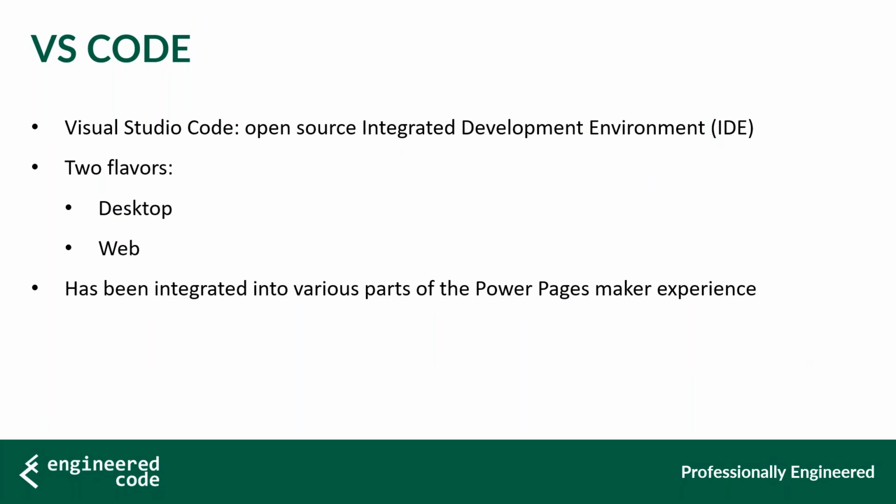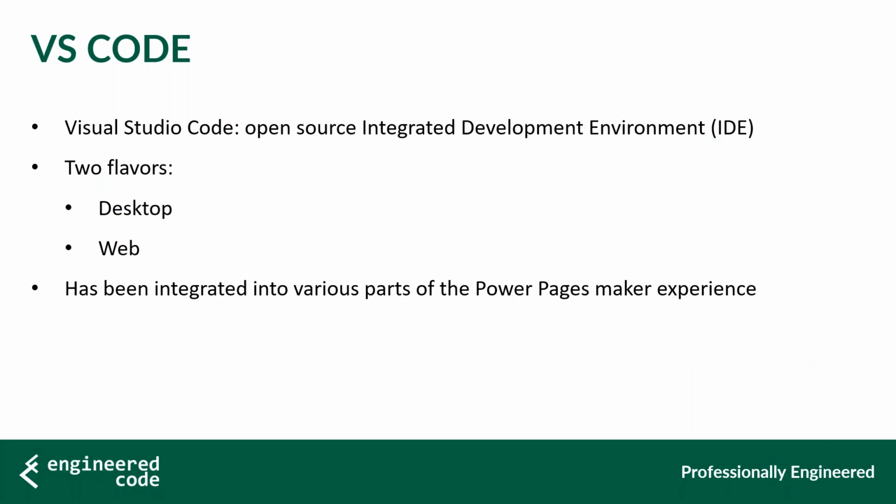There's a desktop version, an application that you can install on your PC. I think there's a Mac version, and there's also a version that's accessible on the web. So there's a completely in-browser experience for VS Code as well. And Power Pages has integrated both of these versions into the different maker experiences. We'll look at the various options that we get when we're using VS Code for desktop and VS Code for web.